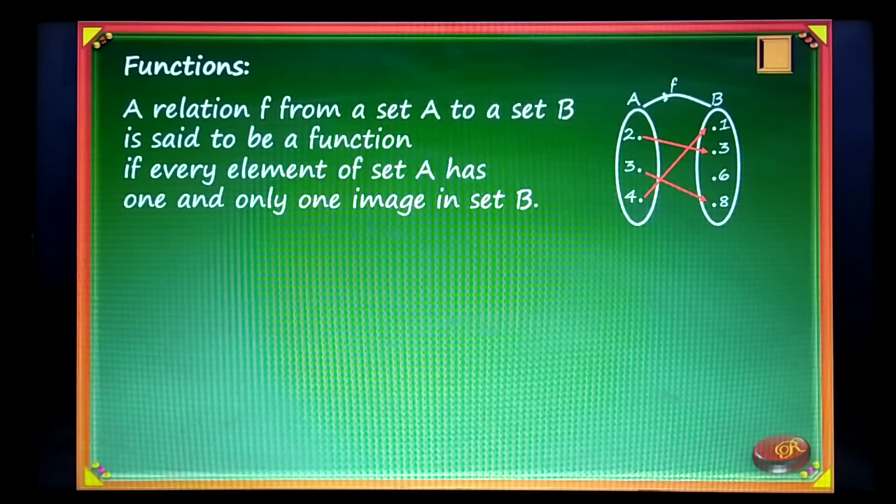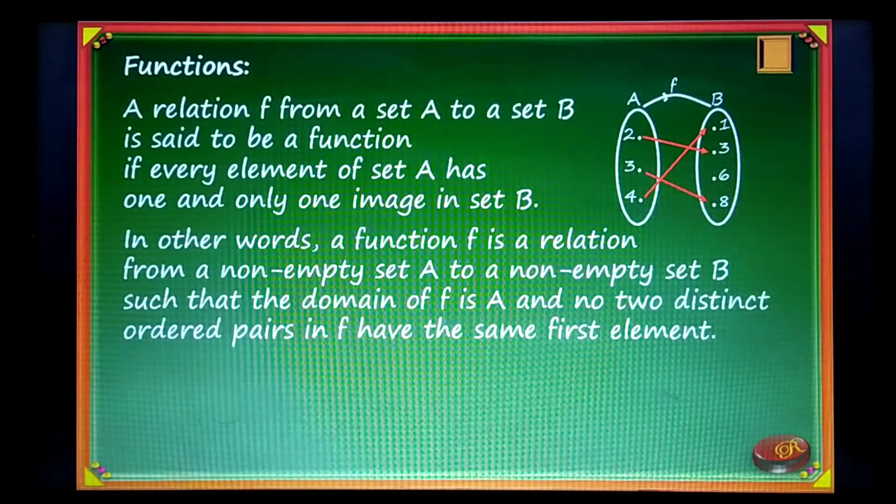In other words, a function f is a relation from a non-empty set A to a non-empty set B such that the domain of f is A and no two distinct ordered pairs in f have the same first element.